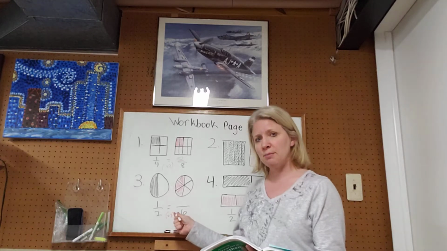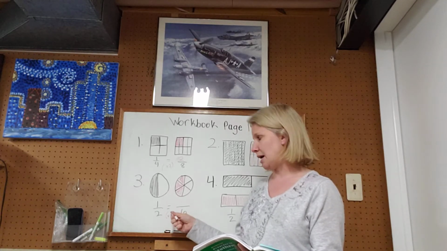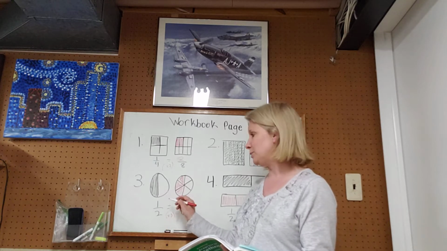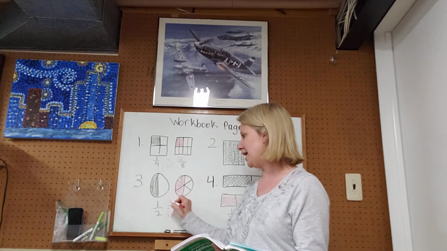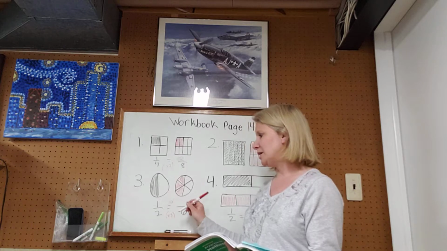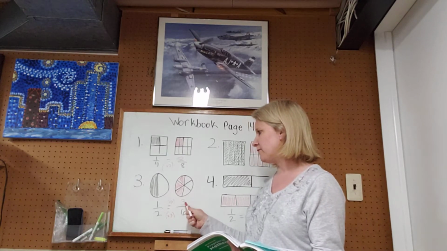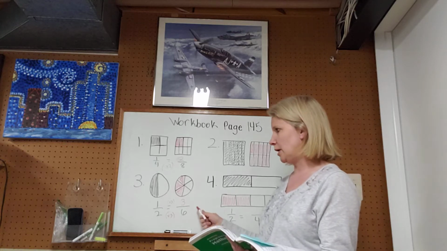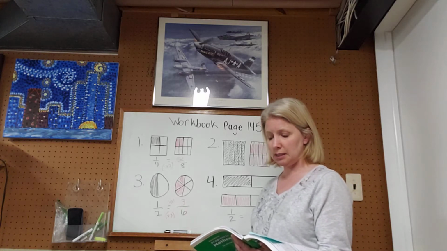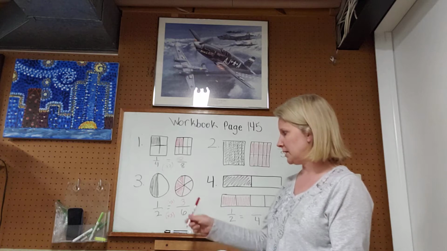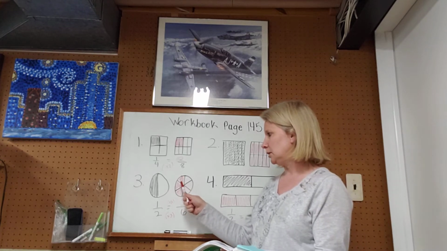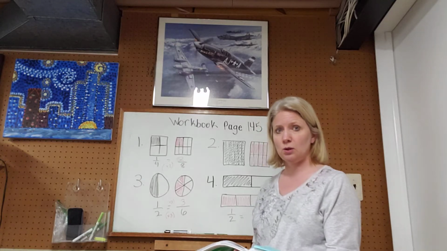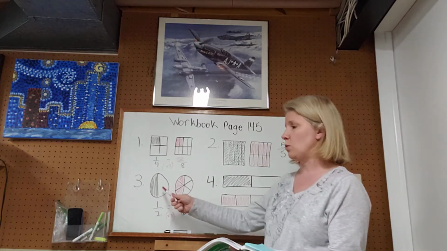So since I did that to the bottom, I also have to do that to the top. 2 times 3 equals 6, so you're going to say 1 times 3 on the top. 1 times 3 is 3, so your equivalent fraction would be 3 parts out of 6. So your answer for number 3 is 3. It's still half the pizza, but it's just cut into smaller sections. So 3 out of 6, or 1/2.